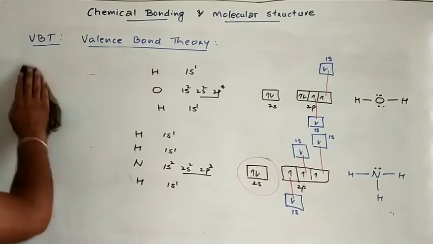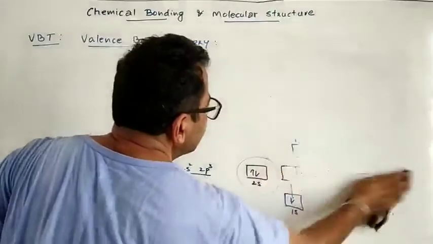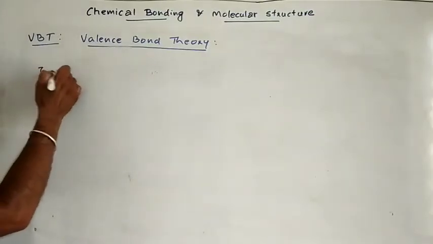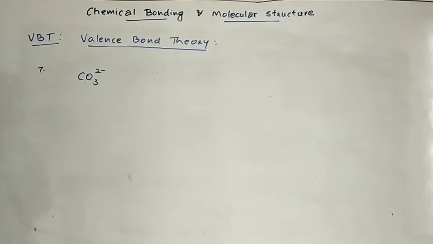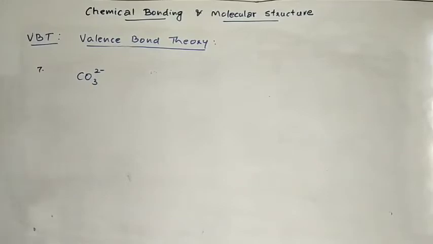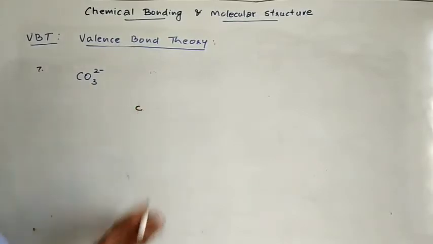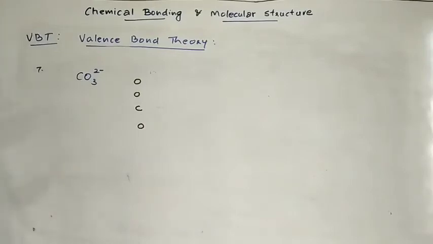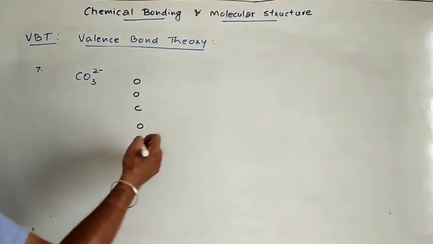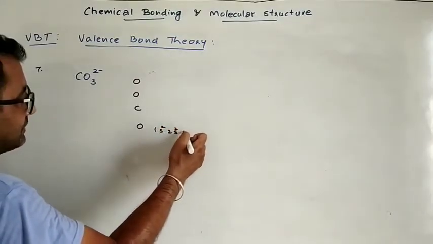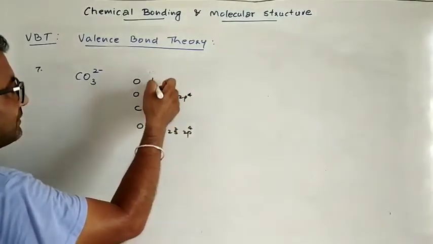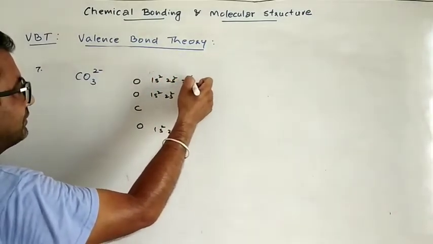Okay, seventh. You can draw the structure of any ionic compound or molecule. Like we will draw the carbonate ion. We had drawn it using the Lewis dot structure; now let's see how its structure is formed using valence bond theory. So carbon, oxygen, oxygen, oxygen. Carbon is the central atom. First write the configuration of oxygen: 1s2, 2s2, 2p4, for each of the three oxygens.